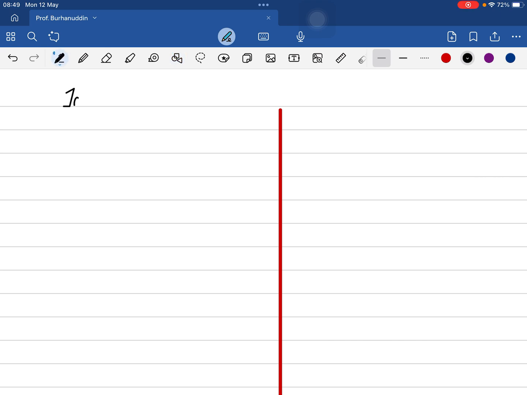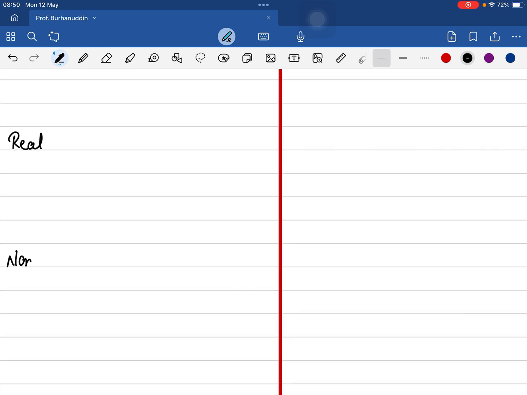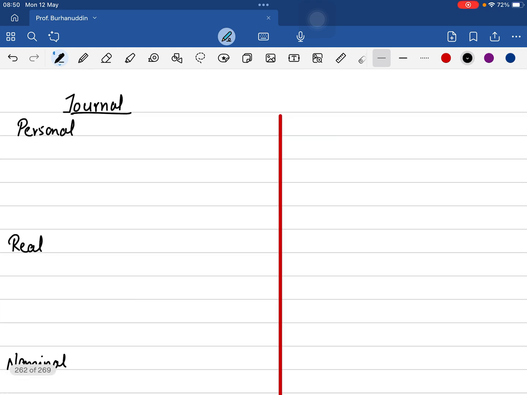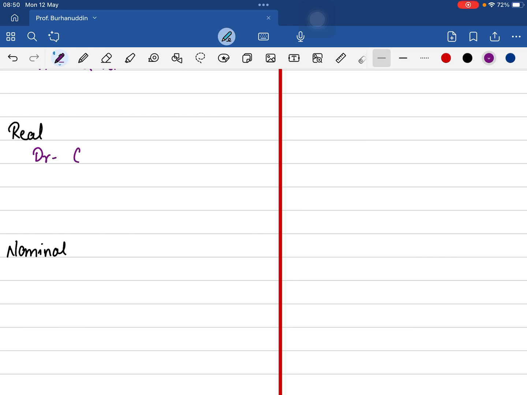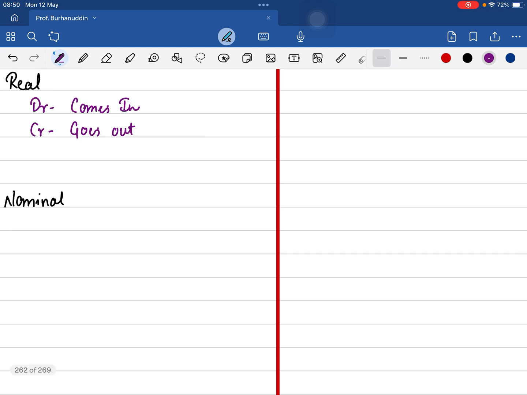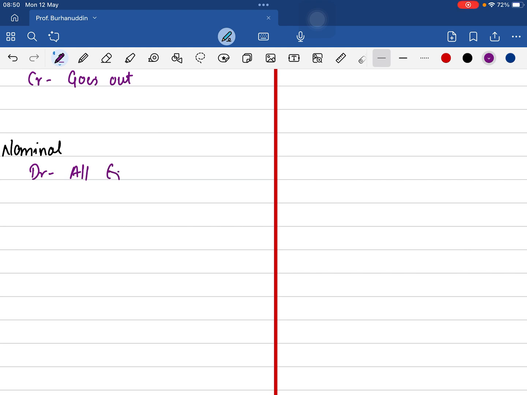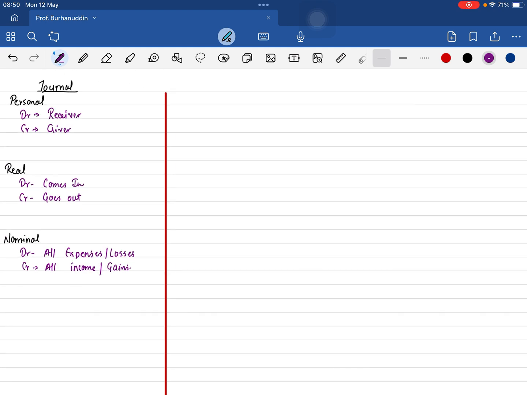Journal. Tell me one thing, sir. How many accounts are there? Personal, nominal and real. Correct? And can you tell me the rules of it? Debit the receiver, credit the giver. Debit what comes in, credit what goes out. Debit all expenses, credit all incomes and gains. Correct, sir? Yes, sir. This is the basics.